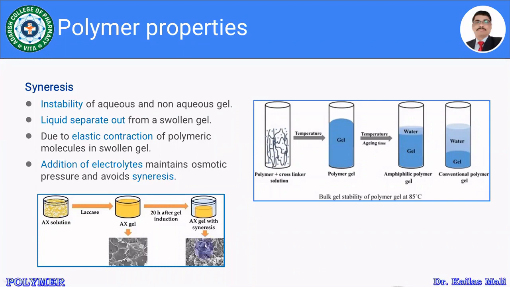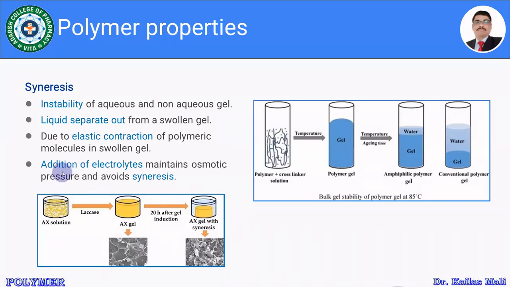Look at the figure here, the SEM image. Automatically, the polymeric volume is going to decrease. It is due to the elastic contraction of polymer molecules in a sol-gel. So why does the liquid separate out from the gel matrix? It is due to the elastic contraction of polymer molecules in the solution in the sol-gel. So it is due to elastic contraction of polymeric molecules in the sol-gel, isn't it?